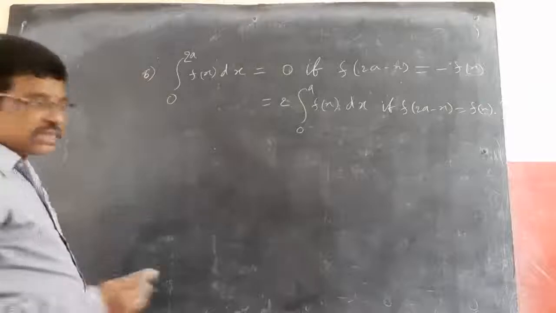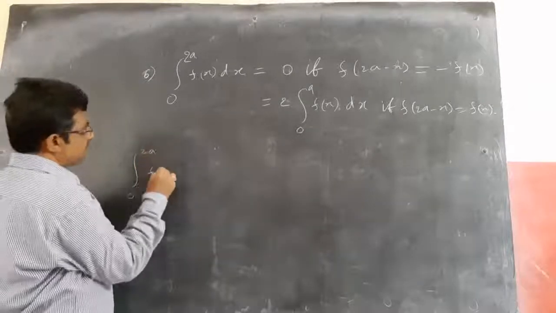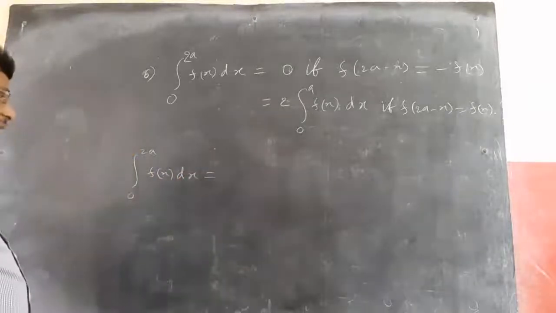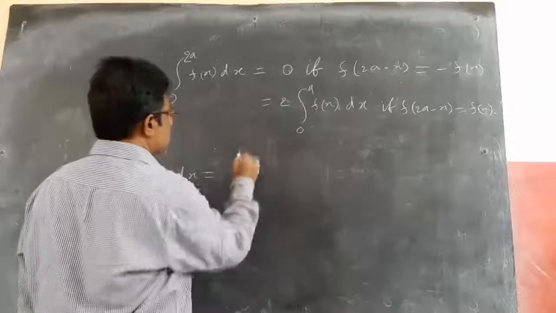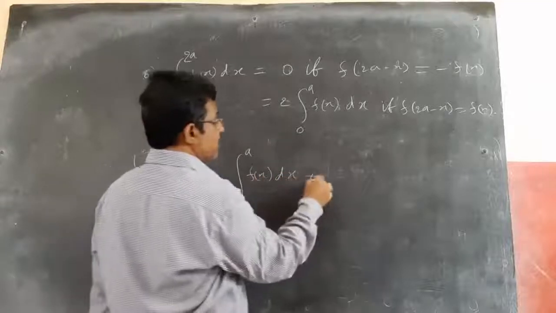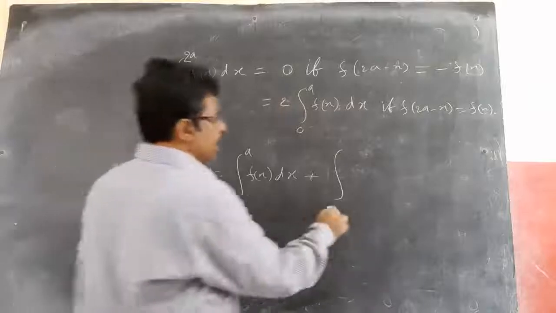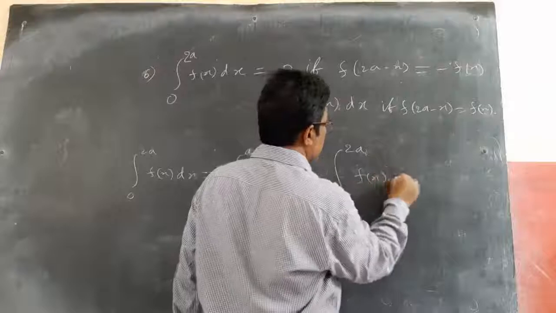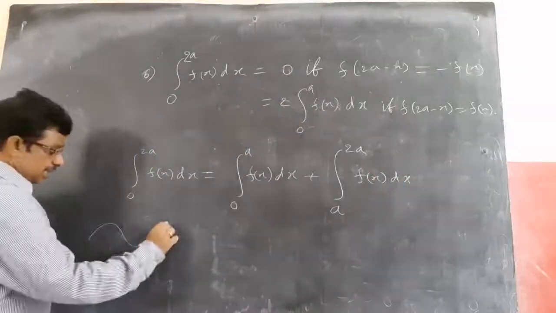How to prove? Same concept. Again the same concept will follow. Integral of 0 to 2a f(x) dx, I will split into two parts again: integral of 0 to a f(x) dx plus integral of a to 2a f(x) dx.